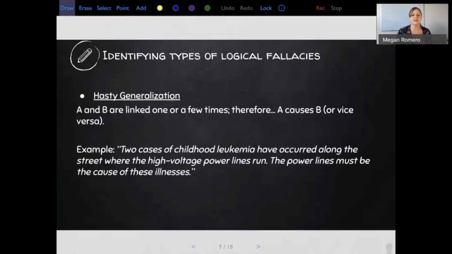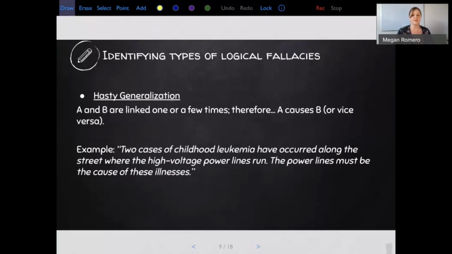Hasty generalization. Two things, A and B, are linked one or a few times, therefore A causes B, or vice versa. So for instance, 2 cases of childhood leukemia have occurred along the street where the high voltage power lines run. The power lines must be the cause of these illnesses. So we've got cases of childhood leukemia, we've got power lines in the same vicinity, one must have caused the other is what this is referring to, or jumping to.